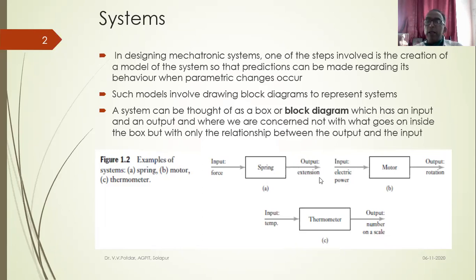Similarly, a motor. Input is I provide some electrical power, and what I get as the output is rotation, or RPM and torque.